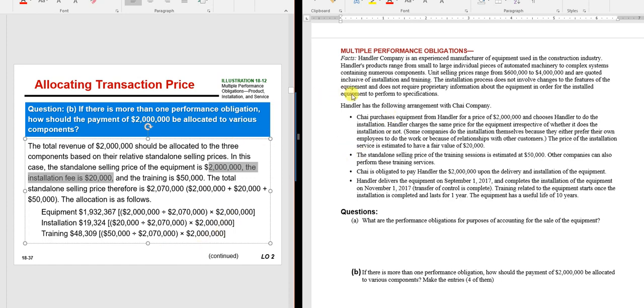I think I would need to go back. I read it quickly, and it says, and are quoted inclusive of installation and training, so these prices include installation and training. Okay. So anyway, now I allocate it based on a ratio. I've got 2 million. I would put them out here: 2 million, 20,000, 50,000, total up to 2,070,000, and then I would just do the ratio of 2 million divided by 2.07 million times my purchase price. So I get that, etc. Okay, so write that down there.